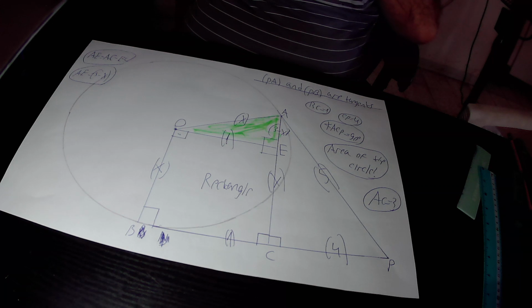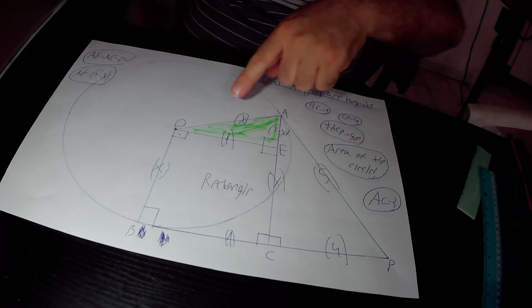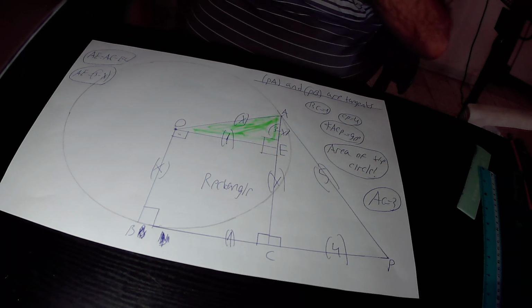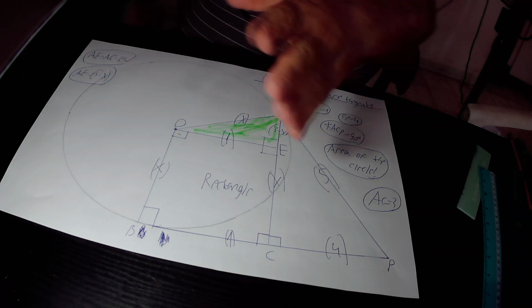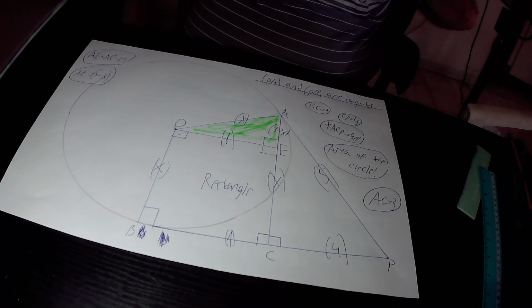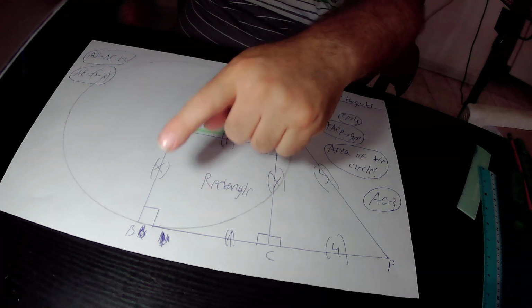In the next step, we define the center of this circle, this point O. We also define the radius of this circle as x. In the next step, we join points O and B together by a side line.